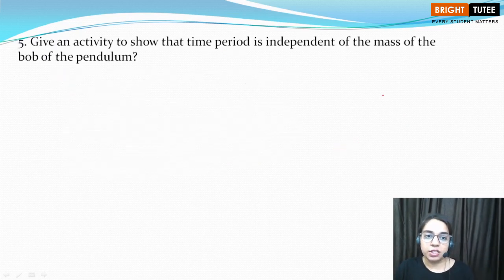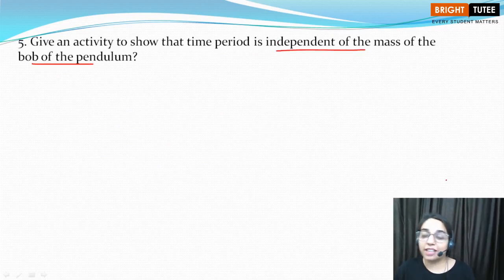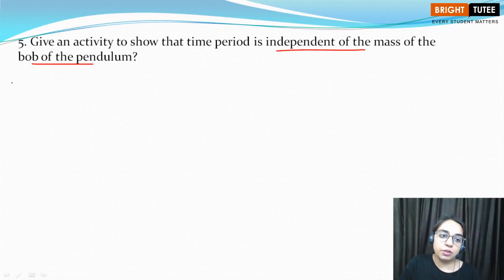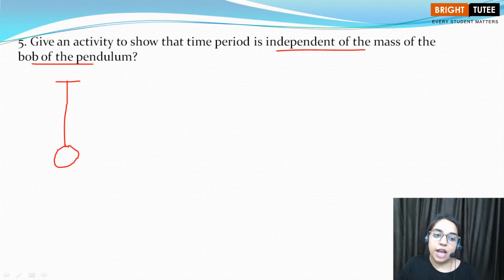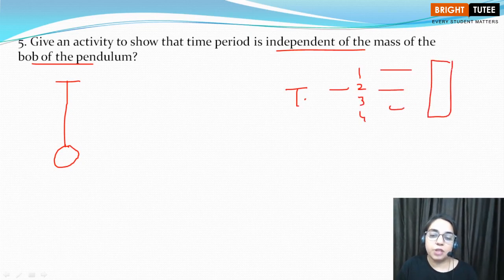Next question, which is, give an activity to show that the time period is independent of the mass of the pendulum. For this activity, children, you will take a string of fixed length and place a metallic bob on it and try to measure the time interval. You can take 3 or 4 readings, and you will observe that in each case the time interval comes out to be the same.